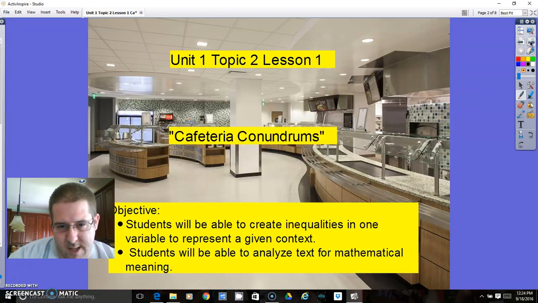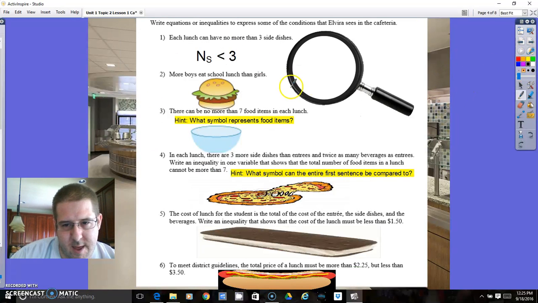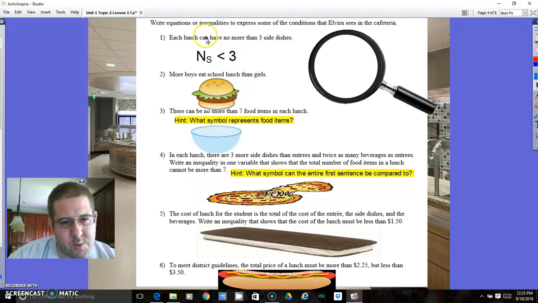All right, so getting into this lesson, students will be able to create inequalities that represent given situations using variables. So you're using the exact same variables that we used last week. And yes, I made a nice little fancy flip chart here. We're using the revealer tool. The first question was given for you.